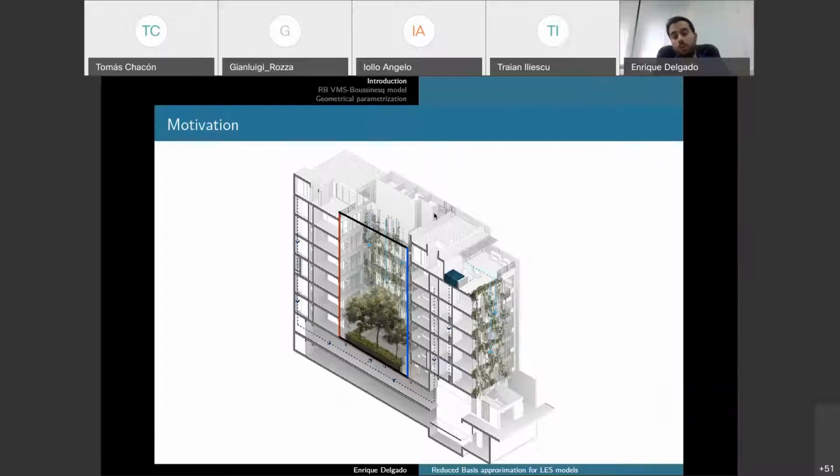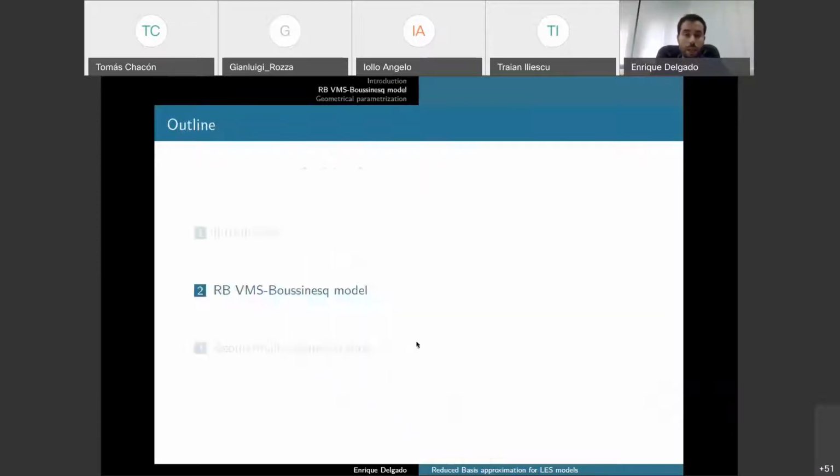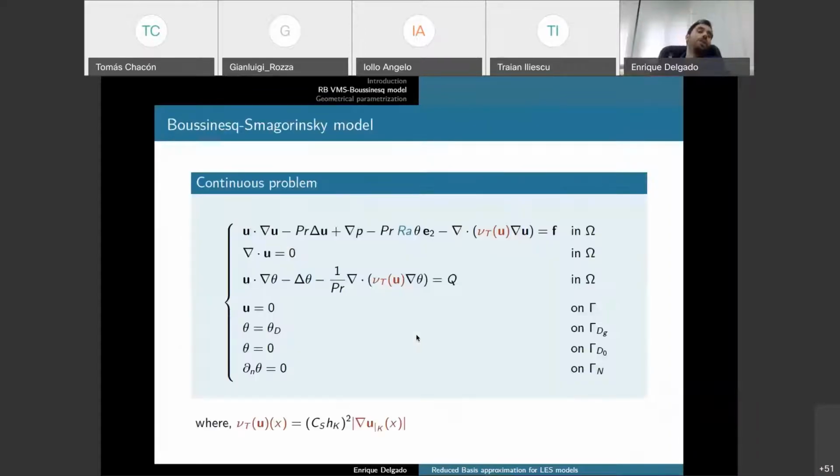We want to perform a reduced basis formulation for this problem because it may depend on several parameters. It may be physical parameters like the Rayleigh number, or geometrical parameters like the height of the cavity, in this case the height of the courtyard of the building. So I'm going quickly through the equations of the problem.